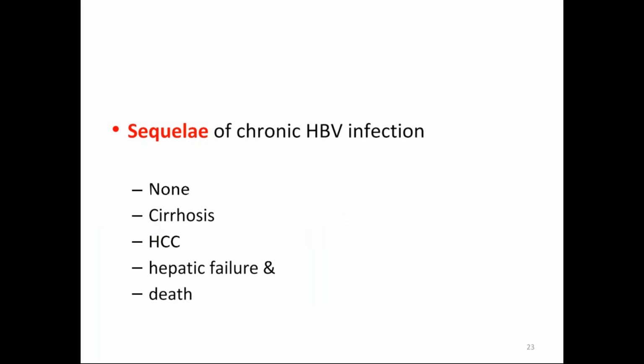The sequelae of chronic hepatitis B infection: sometimes it can be none. It can be just an infection without any end result. The patient may suffer for 20 years without any progression in his disease. So that is a good one. But in most patients, it will progress to cirrhosis, then into hepatocellular carcinoma, which causes hepatic failure and then death. So that is the sequel in which any virus will affect the liver.